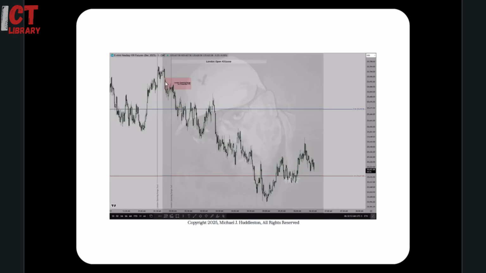Now, differentiating the first presented fair value gap when we're using opening ranges, not the silver bullet. Silver bullet's like the first one that forms after 10 o'clock.